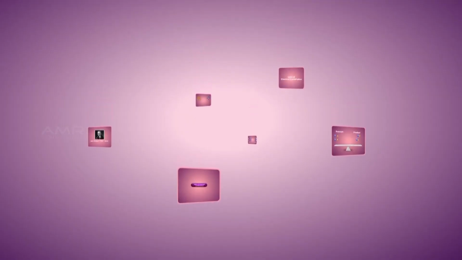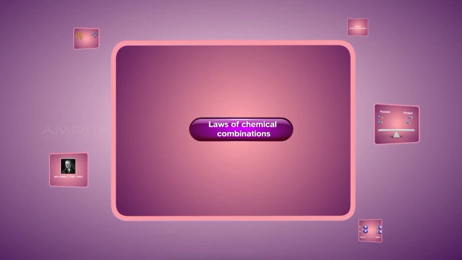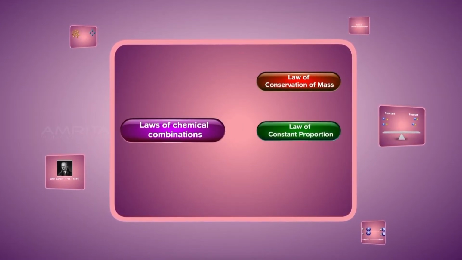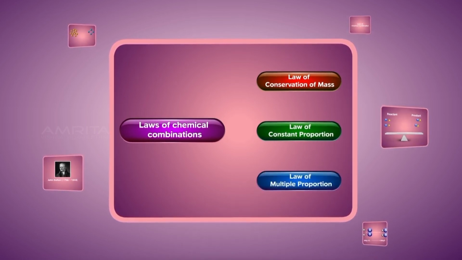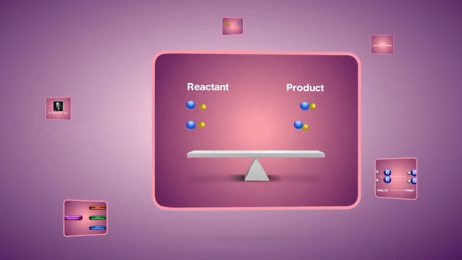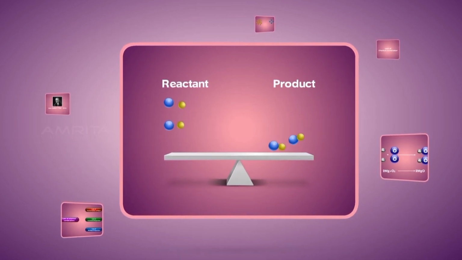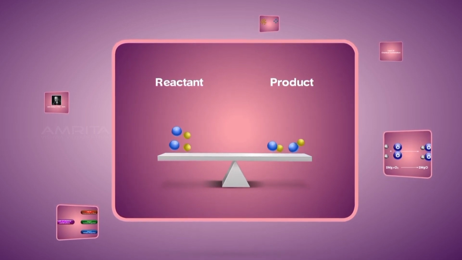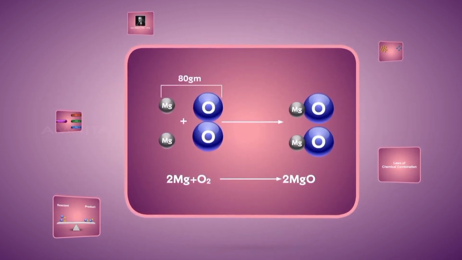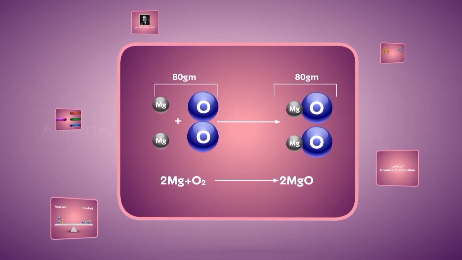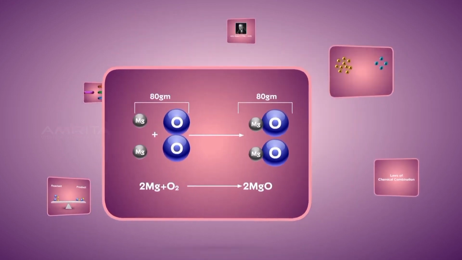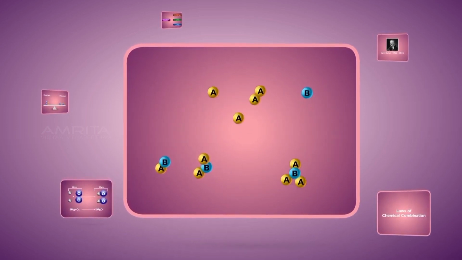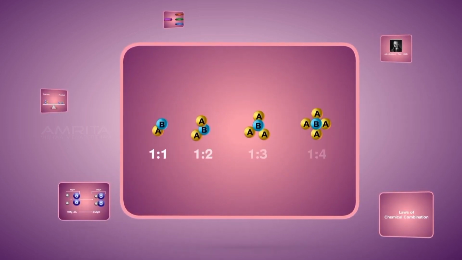Things to remember. Laws of chemical combination are law of conservation of mass, law of constant proportion, and law of multiple proportion. The mass of the substance produced in a chemical reaction is always equal to the mass of reacting substances. In a chemical compound, the elements are always present in definite proportion by mass. Different masses of one element that combine with the same mass of another element are in the ratio of simple whole numbers.